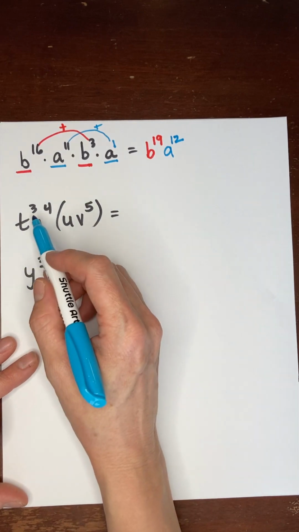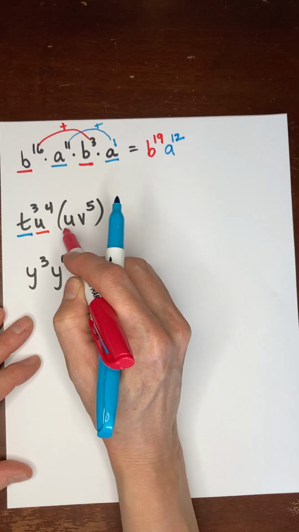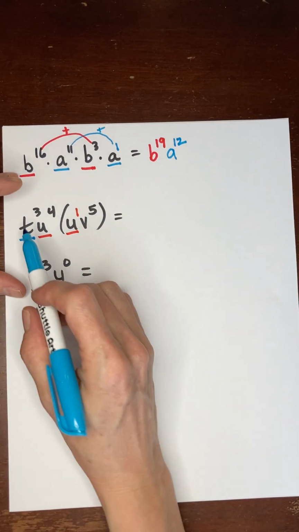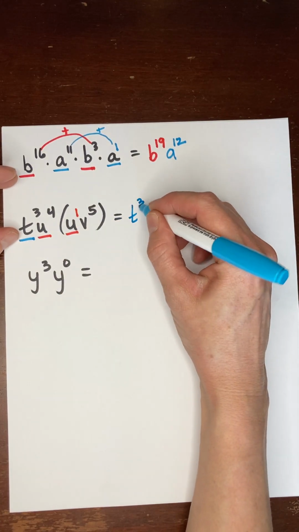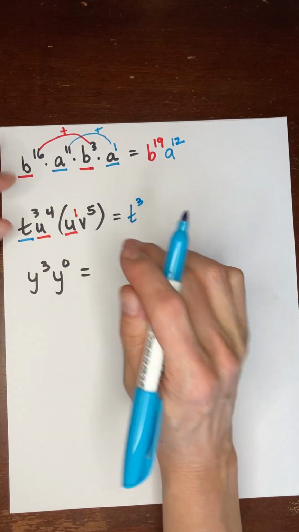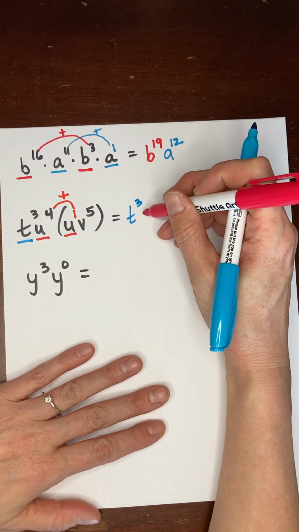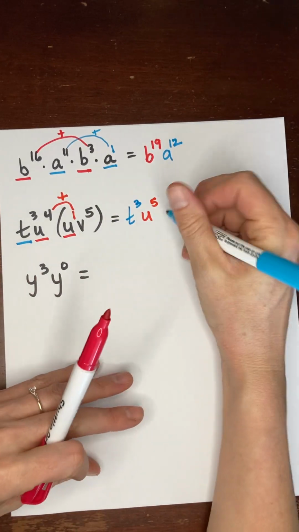This one we've got t to the 3 and u to the 4. Then we have u, which is to the 1, and then we have v to the 5th. So t to the 3, there are no more like bases with t, so we're just going to copy that over here. Then we have u to the 4 and u to the 1, so let's add those. 4 plus 1 is 5. And then we have v to the 5th. I'm going to write that in blue.